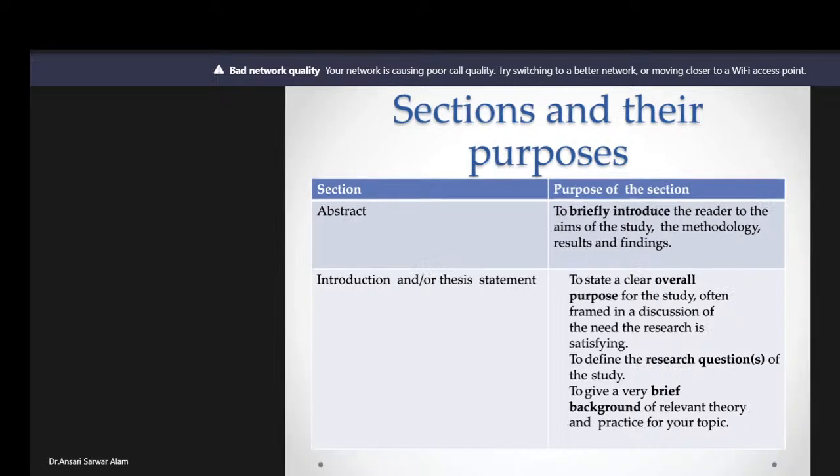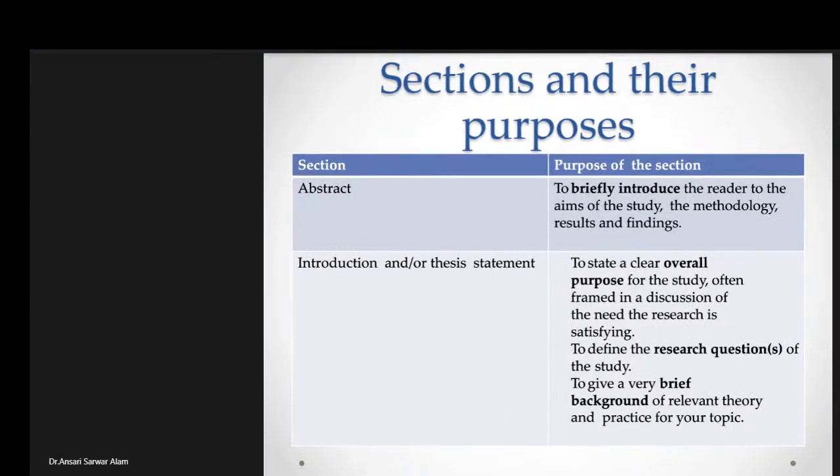Next point is introduction and or thesis statement. The purpose is to state a clear overall purpose for the study, often framed in a discussion of the need the researcher is satisfying, to define the research questions of the study, and to give a brief background of relevant theory and practice with regard to the topic. Yes, my dear participants, in the introduction you are supposed to state a clear overall purpose for the study. You should know the research question and the research problem, and mention why you have done the research.